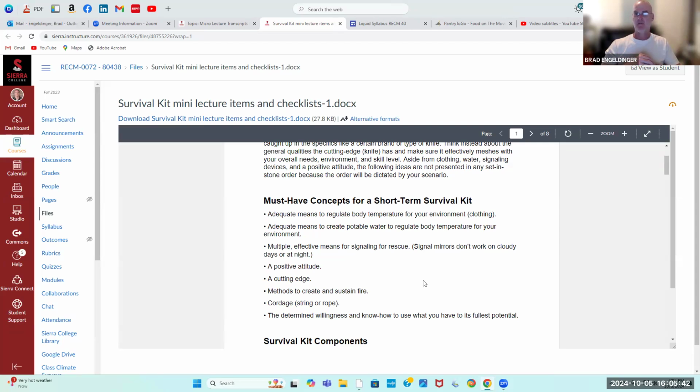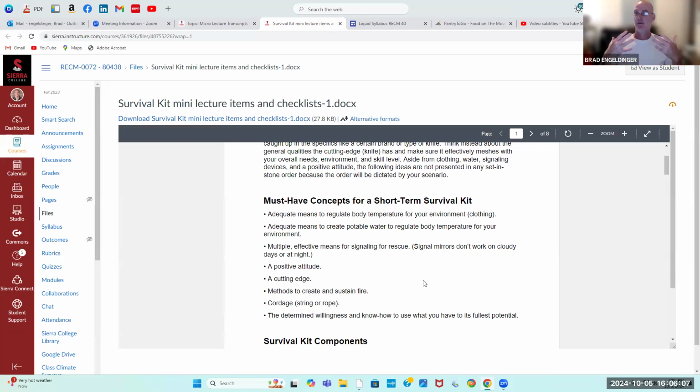Multiple effective means for signaling for rescue. You want one visual like a signaling mirror and another audible like a whistle. All right. You need that positive can-do attitude. You need some sort of cutting edge. That's your third C. A method to create and sustain fire. That's combustion. Your fourth C, a combustion device. And your fifth C is your cordage, either a string or rope.